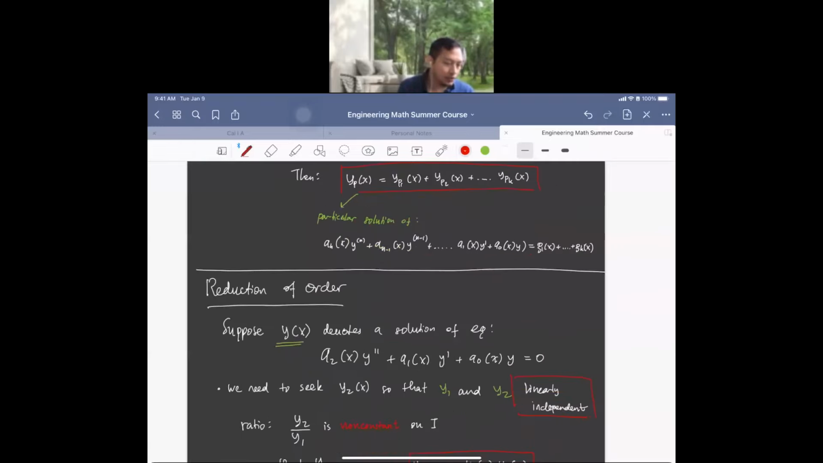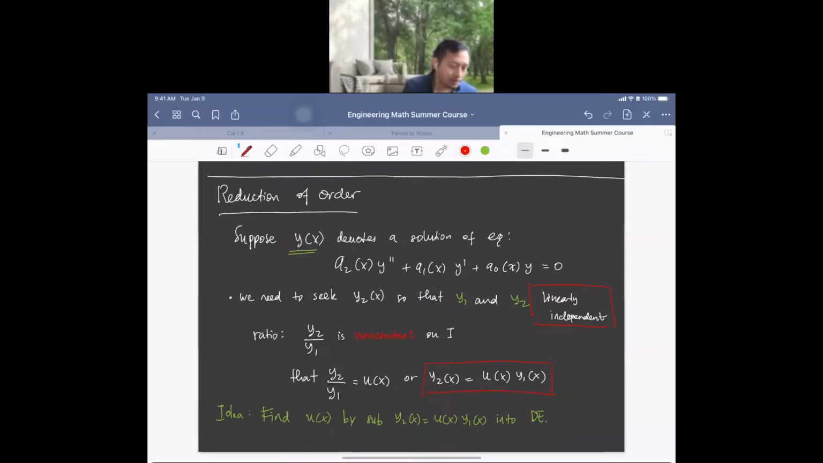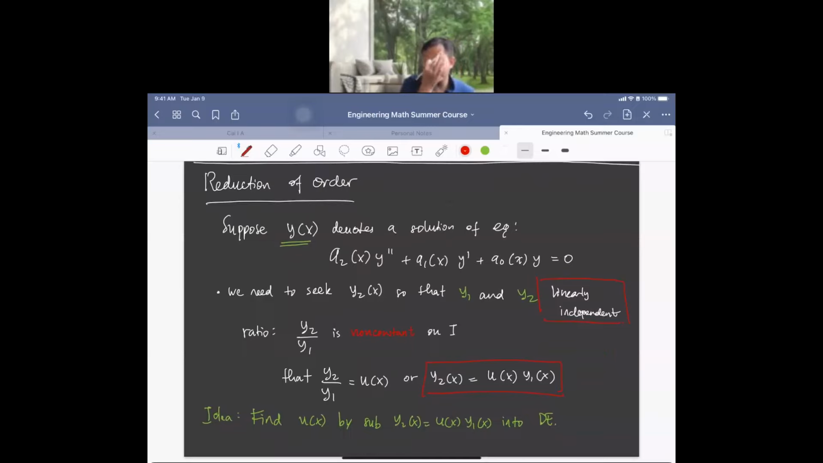One method is called the reduction of order. If you have y1 and y2 that are linearly independent, and we already know y1, then we can find y2. This means that if both solutions are linearly independent, then the ratio between y2 and y1 is non-constant, or non-scalar. So perhaps there will be some function behind this ratio. That is the idea that we are going to find.